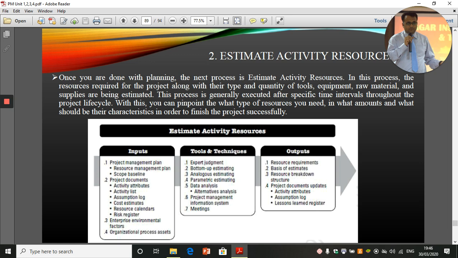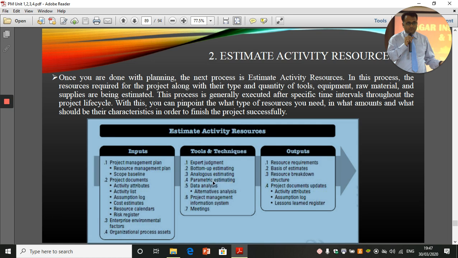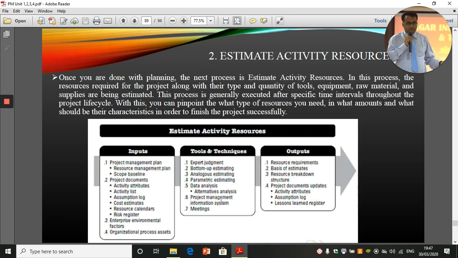So here you have the project management plan, project documents, enterprise environmental factors, and organizational process assets, and they are converted into resource requirements, basis of estimates, resource breakdown structure, project document updates, activity attributes, assumption log, and lessons learned register. And what are the tools? Expert judgment, bottom-up estimating, analogous estimating, parametric estimating, data analysis, project management information system, and meetings. So these are for estimating activity resources.